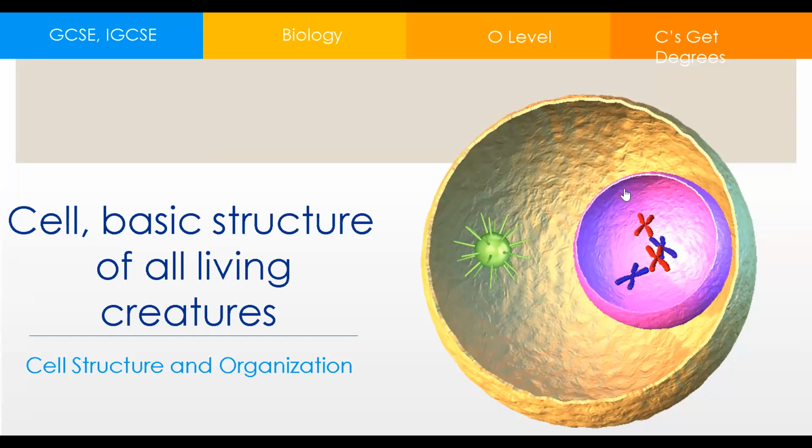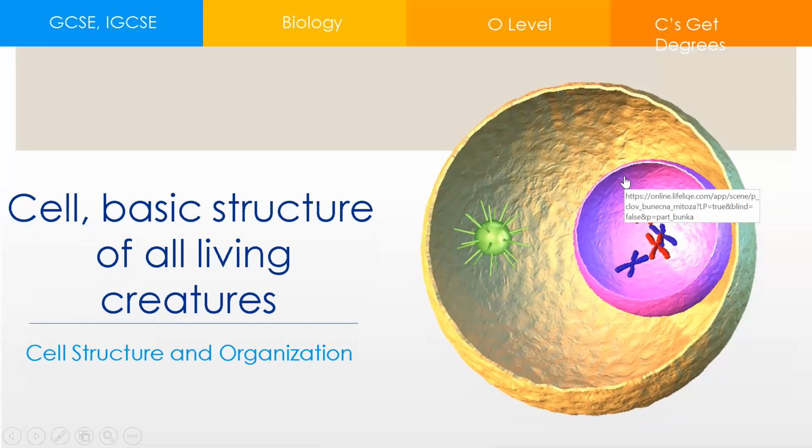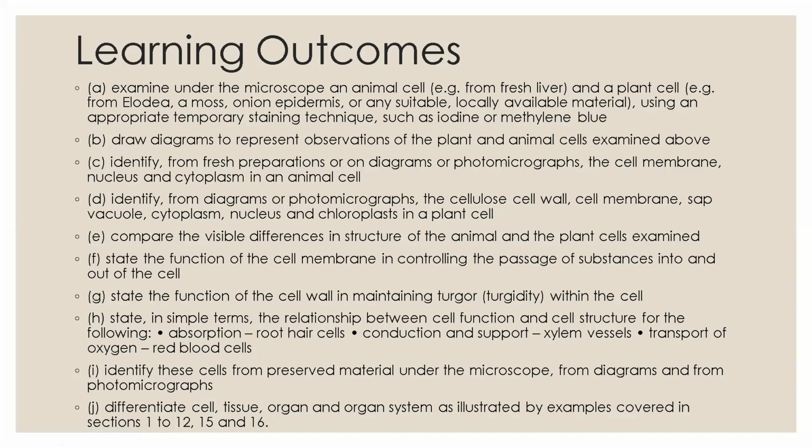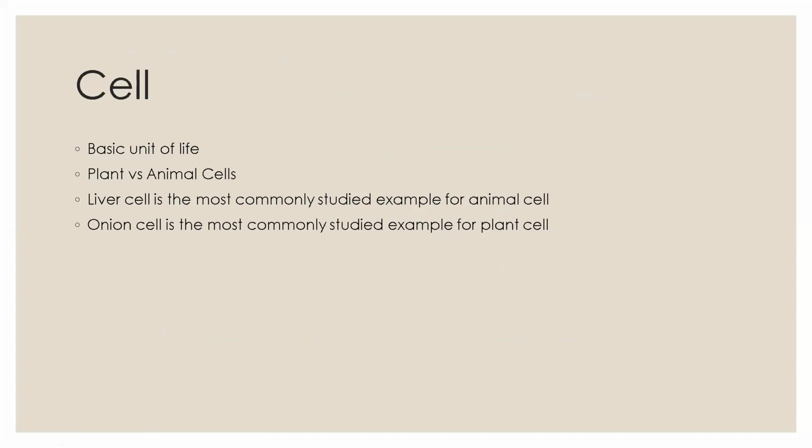The topic we're going to cover today is the cell, the basic structure of all living things, and cell structure and organization. These are all the learning outcomes given by Cambridge, and we're going to cover all of them. What is a cell? A cell is the simplest basic unit of life. And the two types of cells we're going to study are plant cells and animal cells.